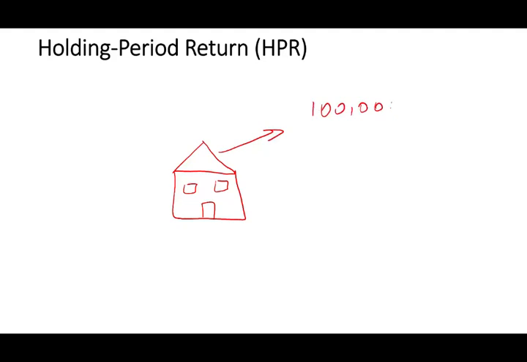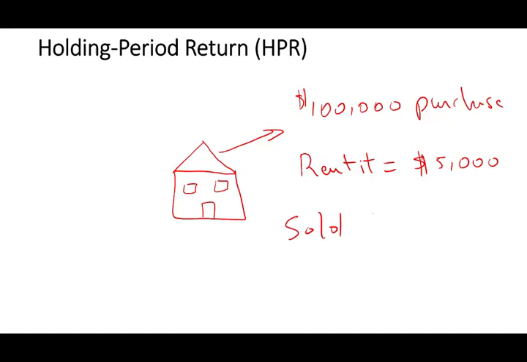And what you did is you rented this place. And at the end of the year, you had $5,000 net rental income. So you made $5,000 from the rent. At the end of the year, you sold the house for $110,000. You sold it. If I ask you, what is your rate of return, or what's your holding period return on this house? Well, let's think about it.